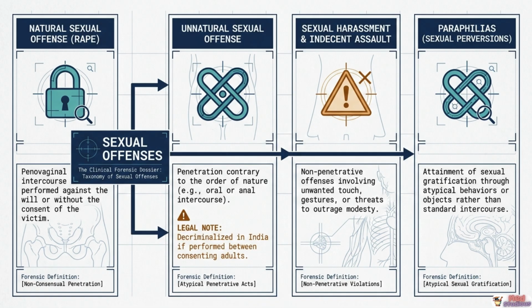Before performing any forensic examination, the clinician must correctly classify the reported offense, because the category of offense directly determines the examination protocol, the specific samples collected, and the anatomical regions assessed. Sexual offenses are divided into four major forensic categories. The first is the natural sexual offense, legally defined as rape, characterized by penile-vaginal intercourse performed against the will or without the consent of the victim. This is the most commonly reported category and involves specific genital examination protocols.